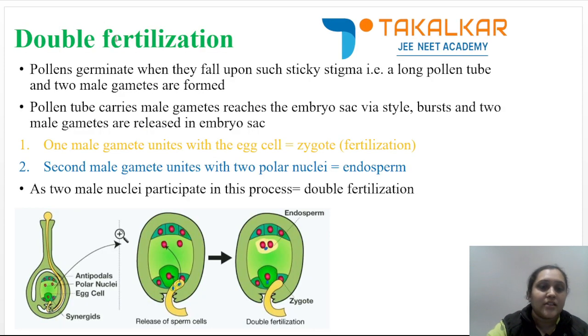So what is double fertilization? When the pollen reaches the stigma of the gynoecium, it produces a pollen tube, and this pollen tube carries two male gametes. Out of the two male gametes, one male gamete fuses with the polar nuclei to form endosperm, while the other male gamete fuses with the egg to form the zygote. As two male nuclei participate in this process, it is called double fertilization.